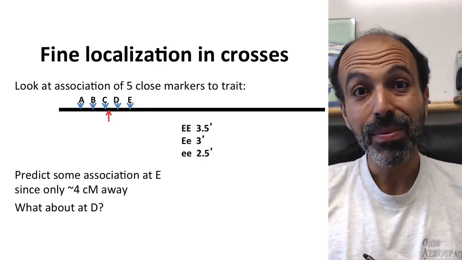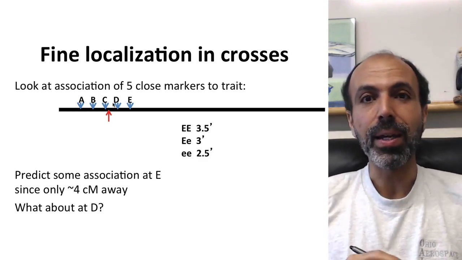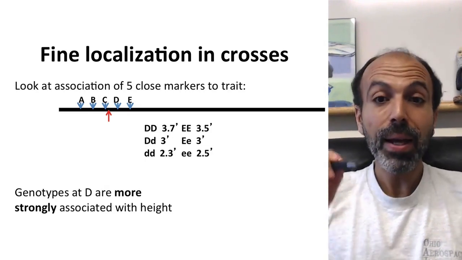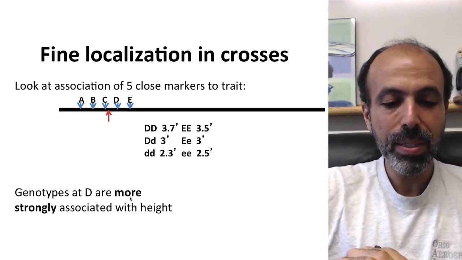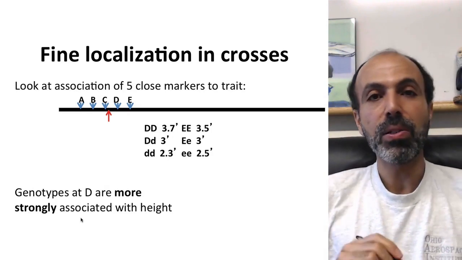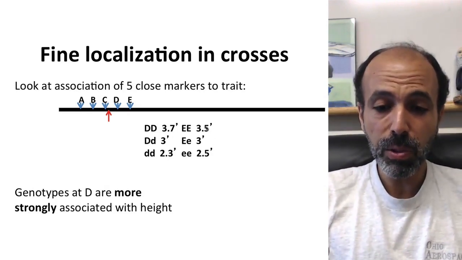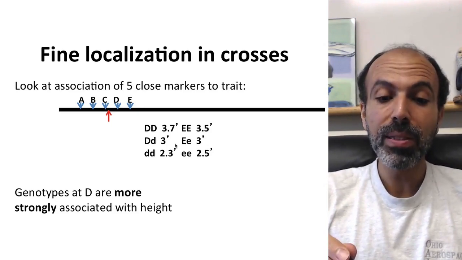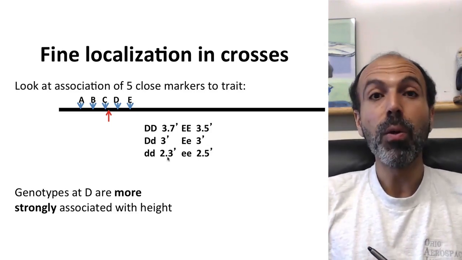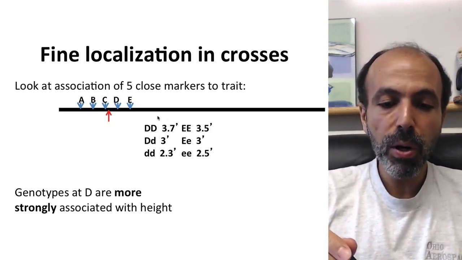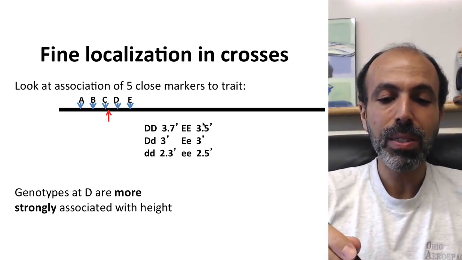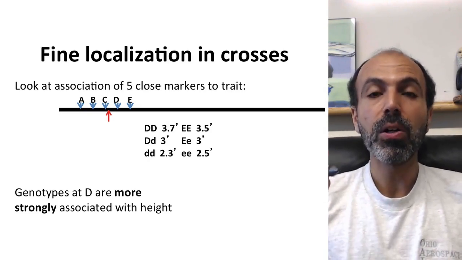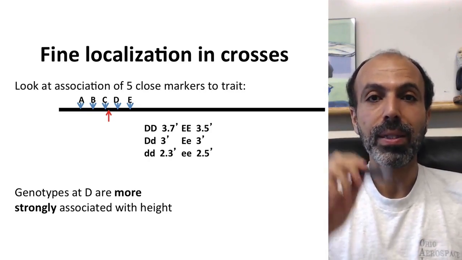Well, what about D? Do we think there'll be any association between D and height? Well, obviously the answer is yes. Sure, but the important thing here is we see the genotypes at D are more strongly associated with height. So you see the difference here between big E and little e was about 1 foot. Here, between big D and little d, it's 1.4 feet. So more of the variation is explained by genotypes at D than by genotypes at E. And that's because the D marker is closer to the gene that's causing the height difference.